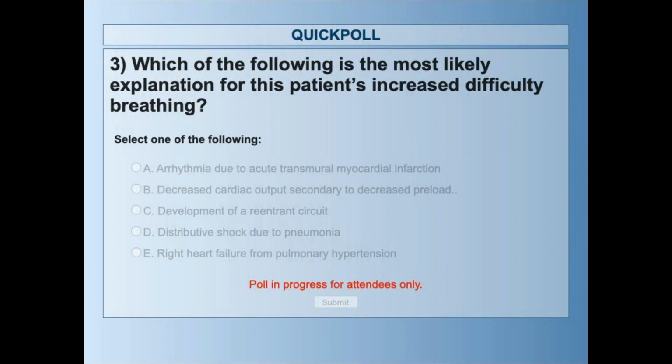So we're going to go ahead and open up that poll. Go ahead and select the answer you think is the best here. We'll talk about it in just a few seconds, and I'll go ahead and read that answer choice B for you one more time since that's cut off. Decreased cardiac output secondary to decreased preload with an absent atrial kick. And we'll let you guys select your answers.